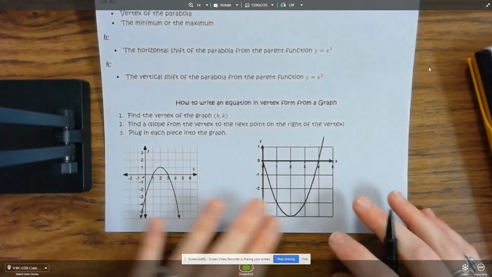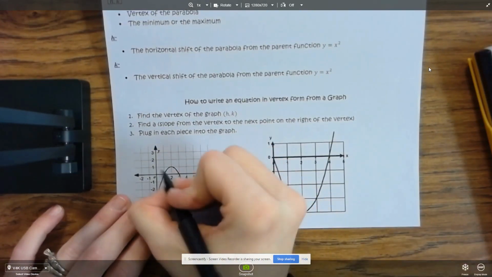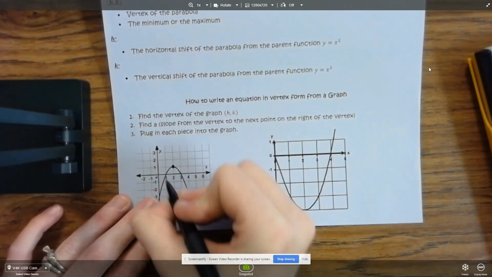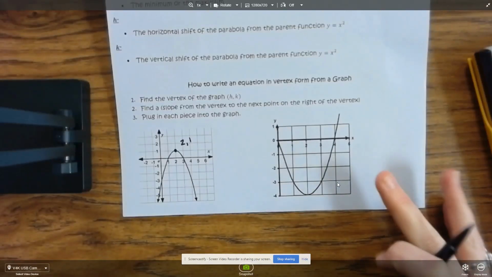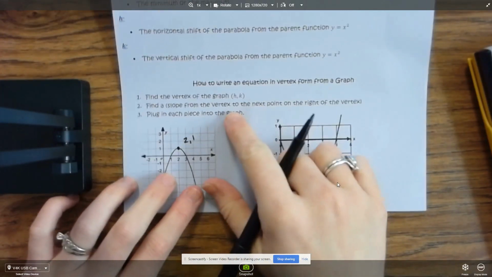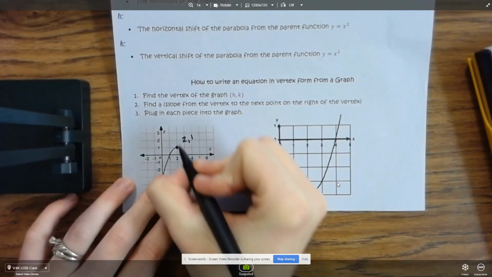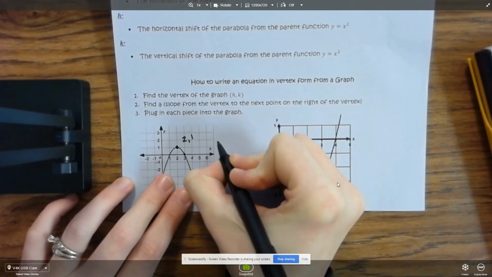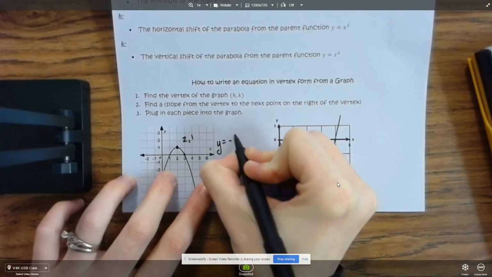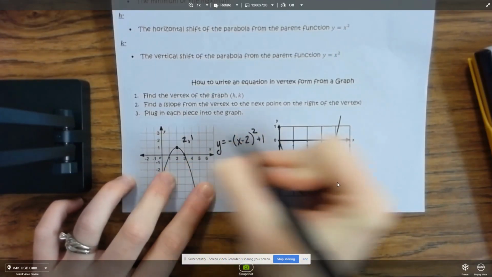So how to write an equation in vertex form from a graph. You're going to find the vertex of the graph. So for example, this one would be right here. So the vertex here would be (2, 1). And then you find a slope from the vertex to the next point. Okay, so we found the vertex, and then we find the slope from the vertex to the next point on the right. So the next nice point here would be at (0, 3). So you would go down 1 over 1, which would be a negative 1. So your equation here would be y equals negative (x minus 2) squared plus 1. So here's the 2, here's the 1.